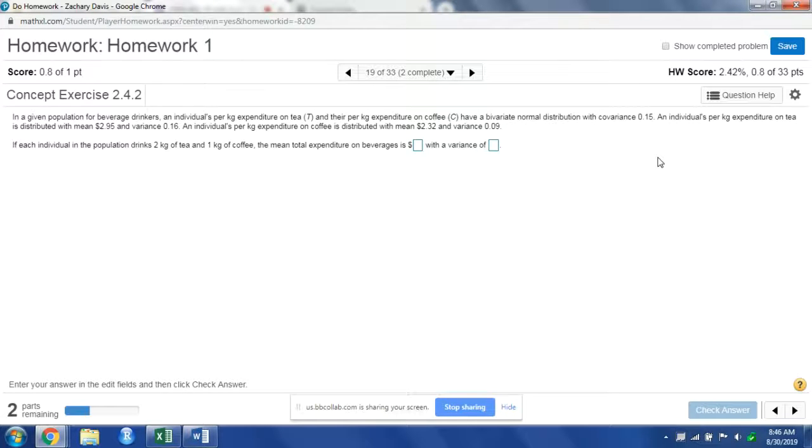First question asks if each individual in the population drinks 2 kilograms of tea and 1 kilogram of coffee, the mean total expenditure on beverages is some amount, the variance of another amount. So let's say you don't know what to do with this question. The reason I like Pearson MyLab is we can come up to question help and it can give you help me solve this, as well as you can go look it up in the book and you can use some other tools. But let's look at help me solve this.